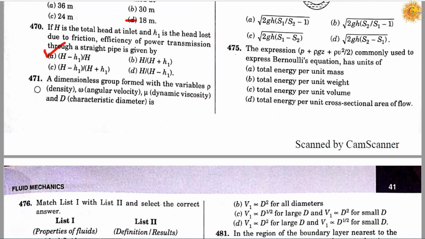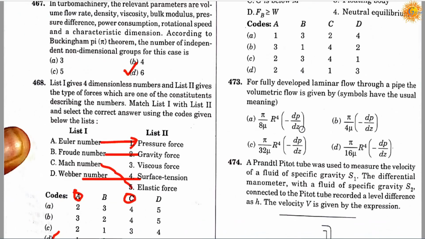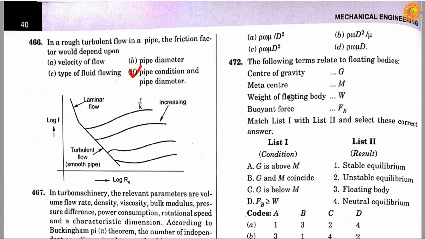Question number 471. A dimensionless group formed with the variables rho density, omega angular velocity, mu dynamic viscosity, and capital D a characteristic diameter is: option A, rho omega mu divided by D square; option B, rho omega D square divided by mu; option C, rho omega mu into D square; and option D, rho omega mu only D. Okay, so the correct answer is B.